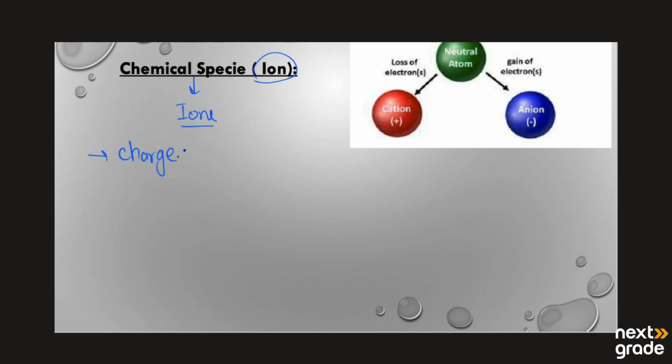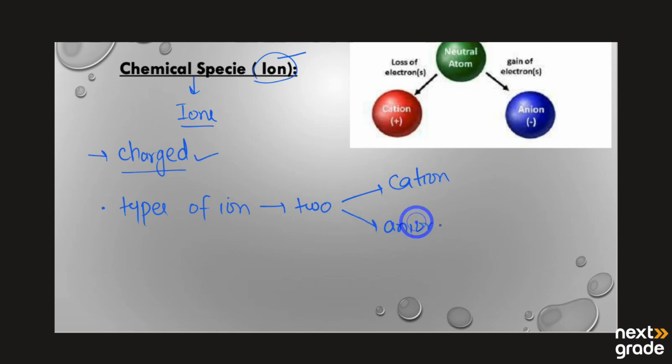By definition, any atom that has a charge on it is known as an ion. There are basically two types of ions. The first one is cations, and the second one is anions.